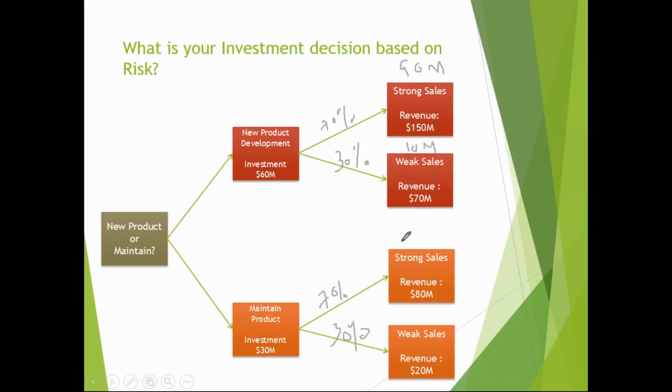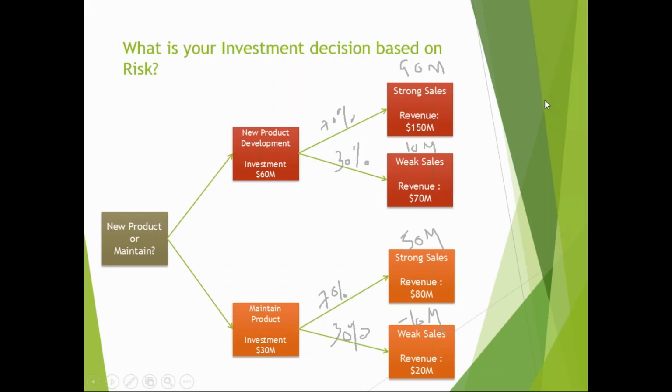If it is strong sale here, then 30 million was investment, so you're going to gain 50 million. However, if it is a weak sale, then you're going to get minus 10 million. How are you going to calculate the EMV now? It is 70% into 90 million plus 30% into 10 million for the first one. For the second one, 70% into 50 million plus 30% into 10 million.